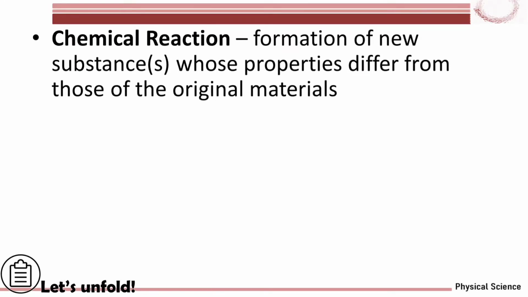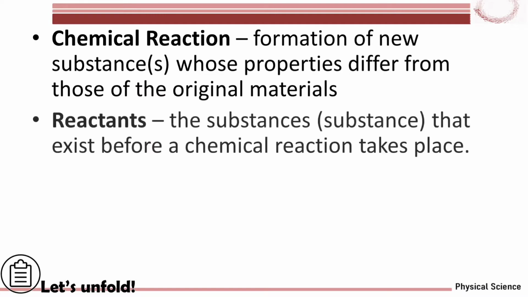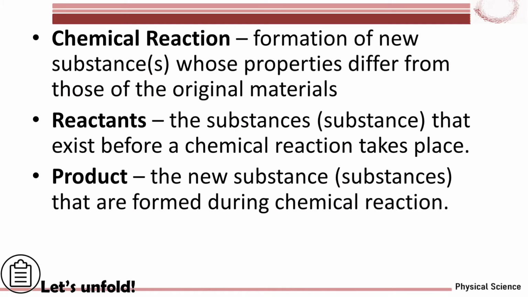So, some terms that we need to be familiarized with. Chemical reaction. So, ito yung formation of the substance. So, yung before and after, the whole process is called chemical reaction. Reactants, nabanggit ko na kanina, these are the substance or substances exist before a chemical reaction. Sa equation, ito yung nasa kaliwa. Product, the new substance that are formed during a chemical reaction or after the chemical reaction. Ito naman sa chemical equation, yung nasa kanan.